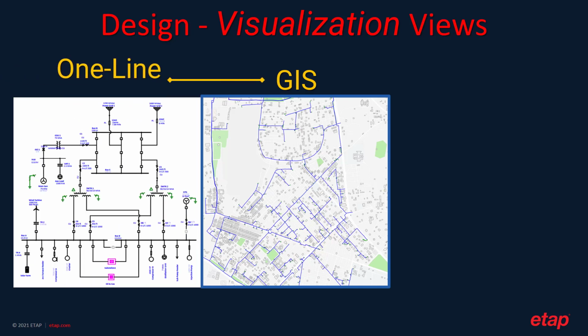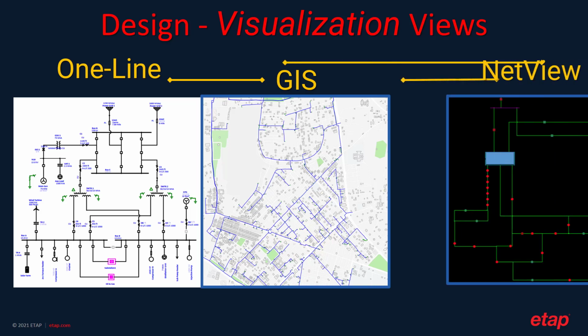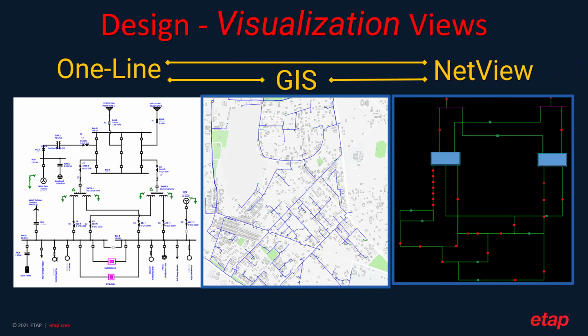Now on the left is what most of us are used to seeing, a typical radial view representation of the single line diagram or logical network view. And then over on the right hand side is the net view, or the network view, which provides the engineer and operator with a very clean, organized view of a very large transmission and distribution network. And these are the three visualization views that ETAP actually provides for the user.